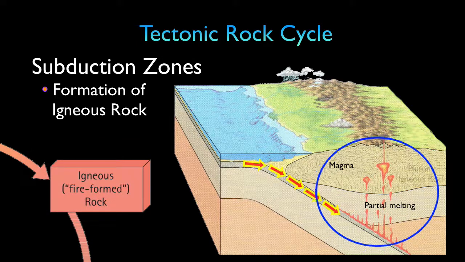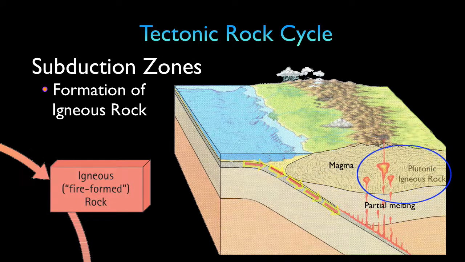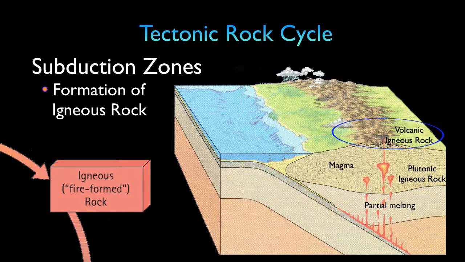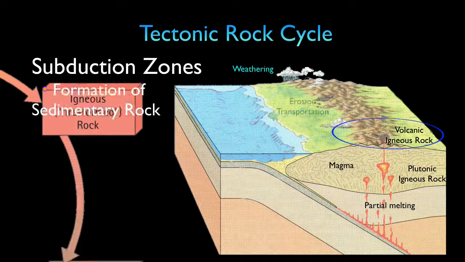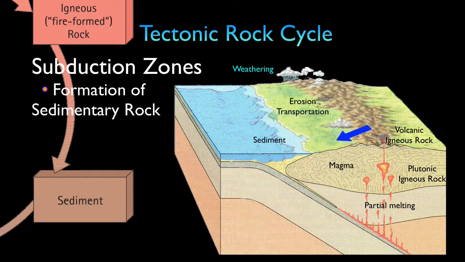Some of the magma cools and solidifies, forming igneous plutonic rock. Some of the magma erupts as lava above ground to form igneous volcanic rock. Weathering and erosion then act to create sediment, which is then transported downslope to be deposited offshore and in the deepwater trench of the subduction zone.